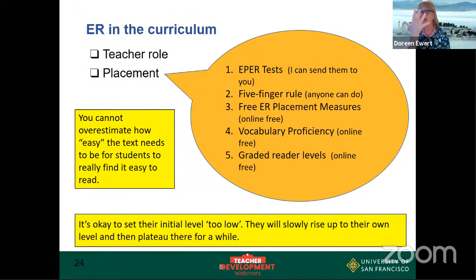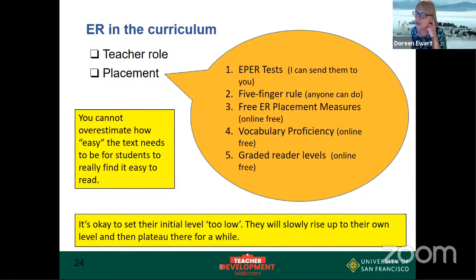And once I have 5 fingers up, that book is too hard. I've got to find something else. Put it away, look for something that would be easier than that. And there are other things that you can do. These are all things that are possible. But I can tell you for sure, you cannot overestimate how easy the text needs to be.